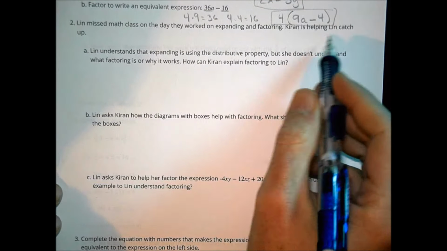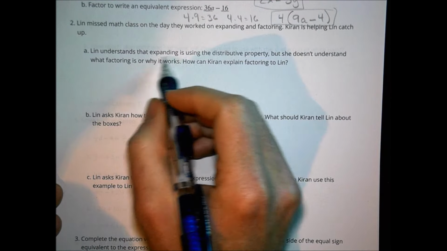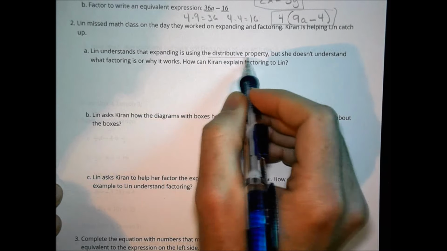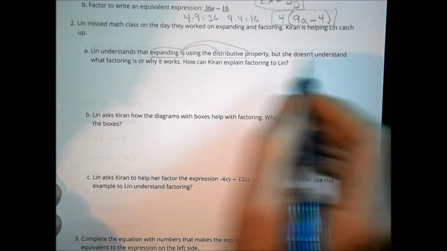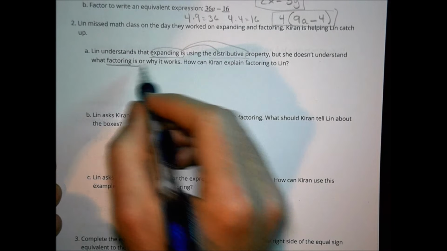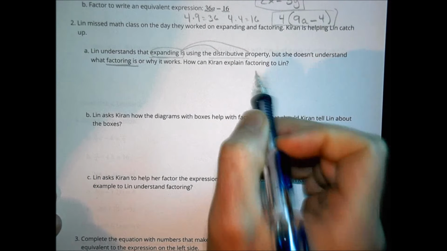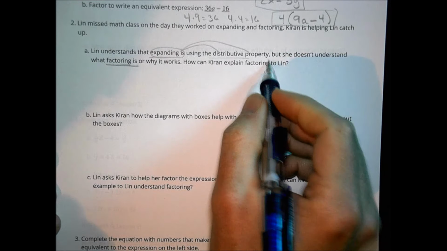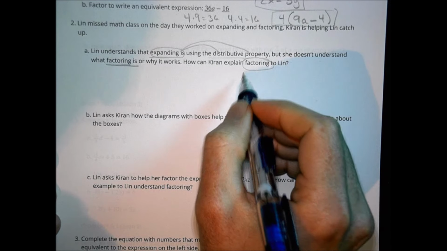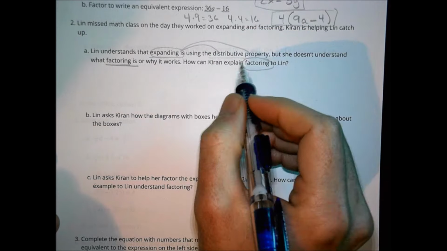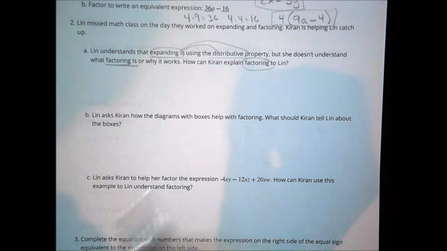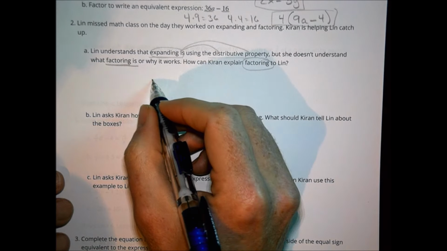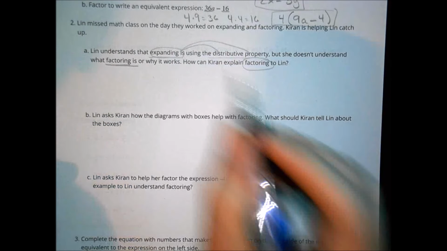Kieran is helping Lynn catch up. Lynn understands that expanding is using distributive property. So she gets expanding is distributive property. But she doesn't understand what factoring is and why it works. How can Kieran explain factoring to Lynn? So factoring is doing what? It's kind of the opposite. It's using distributive property in the other direction. It's where you're looking for common factors, right? And that's the key thing there, to keep that in mind.